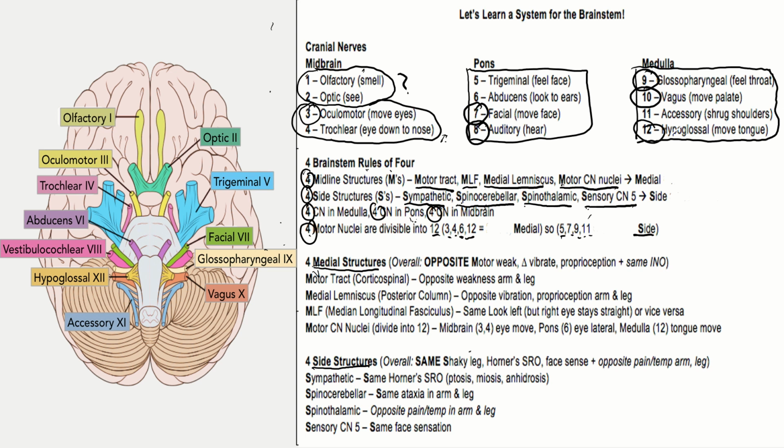There's 4-ish cranial nerves in the midbrain, 4 in the pons, and 4 in the medulla. And then there's 4 side structures as well that should usually start with an S, which would mean sympathetic, spinocerebellar, spinothalamic, and sensory cranial nerve 5. So the rules of 4 is going to be very, very helpful.